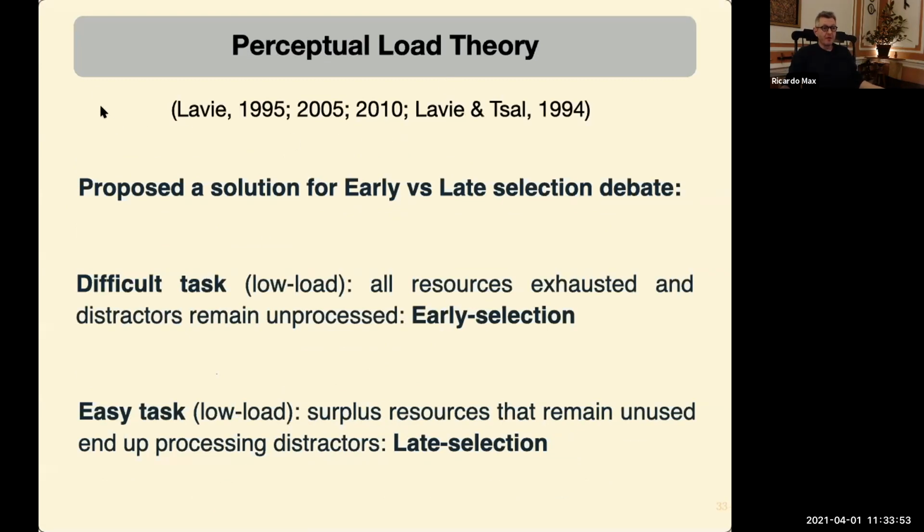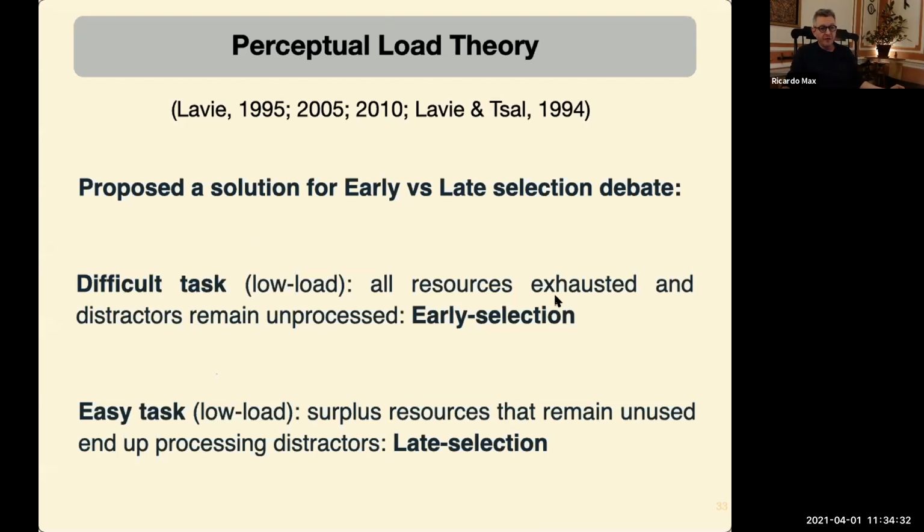Okay, the perceptual load theory from '94 was the first one, yes. Nili Lavie was Yehoshua Tsal's first PhD student. They wrote together this paper, and then she became very accomplished. So the perceptual load theory gained prominence because it's a very elegant solution. It proposes that both early and late selection occur depending on the circumstances.